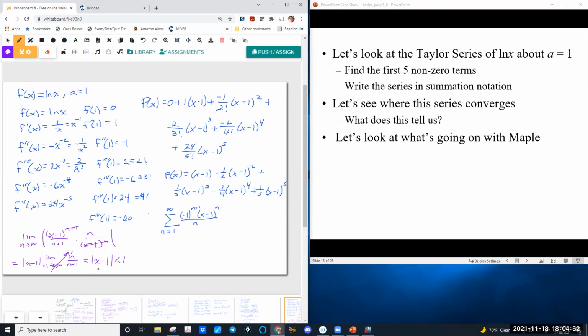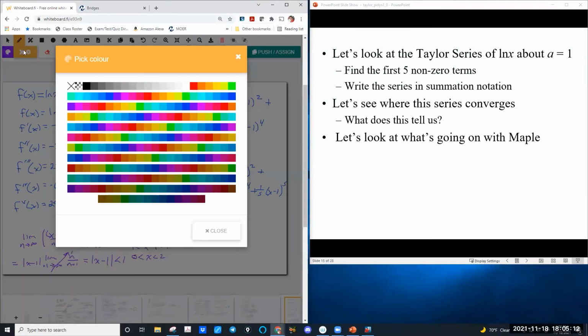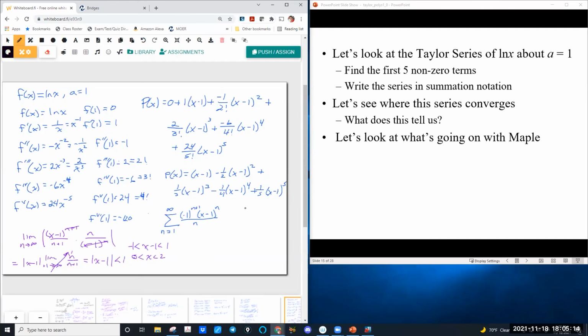That means x minus 1 is in between 1 and -1. Add 1 to get our interval for x. It has to be in between 2 and 0. Now, this is again a case where we have to check the endpoints.